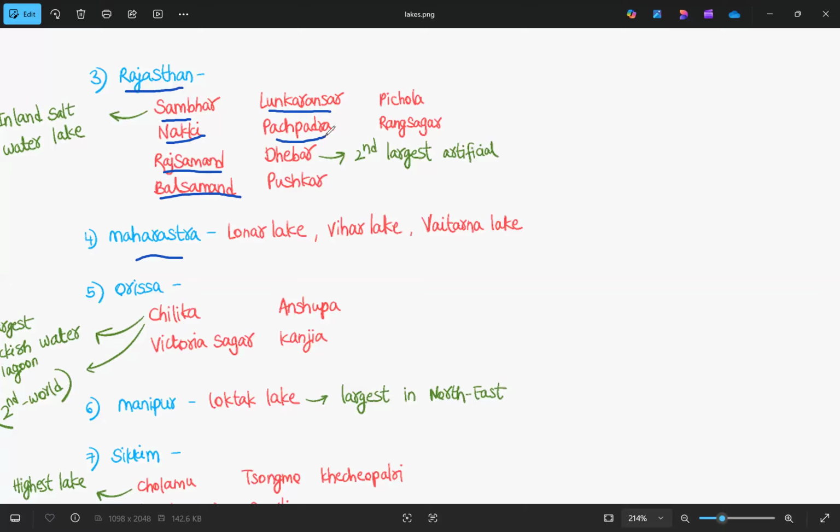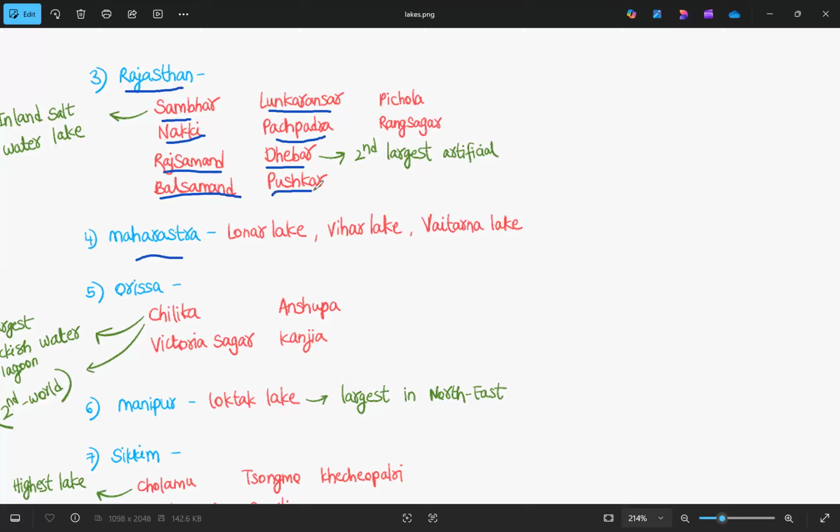What is the sixth lake in Rajasthan? It is Pachpadra. And the seventh one is Debar. Debar is the second largest artificial lake in India. Now, in the later part of the video, we'll go through the first one also. For now, Debar is the second largest artificial lake of India.